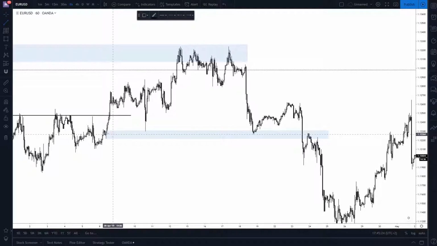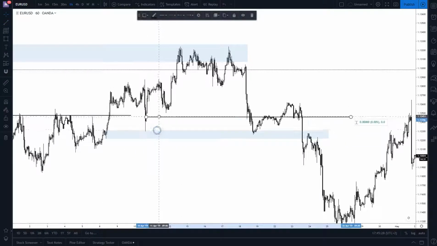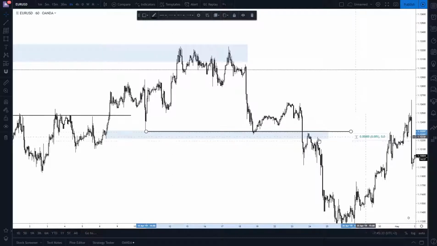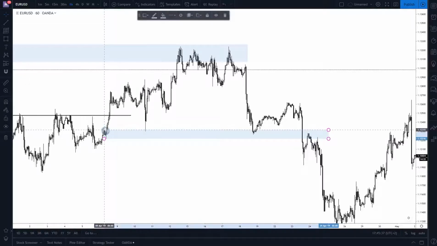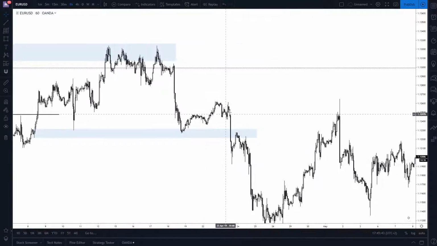Some people might say that this is just the SR right here. But even if you were using the body or the wick, you would never really get the test. So this broken demand zone will actually give you a really precise entry in this case, okay? And we have a next supply here.